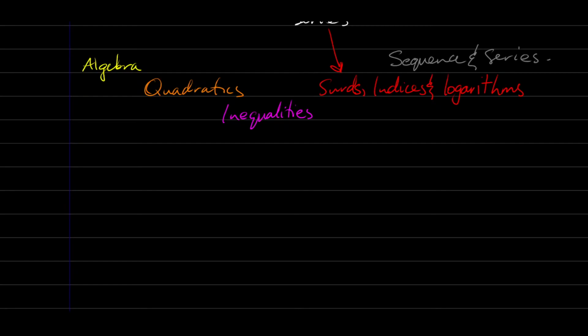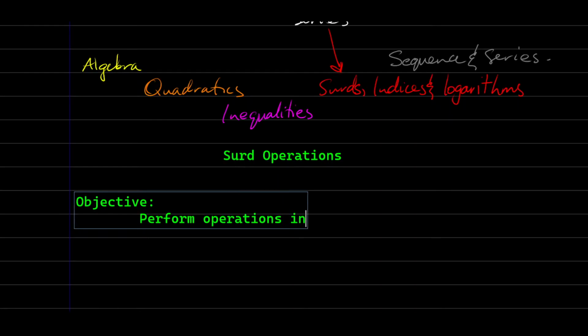Today's lesson is going to be about surd operations. So just put that down: surd operations. And the objective from the syllabus is to perform operations involving surds. Now, in some of the lessons that we did so far, we encountered answers that involved a lot of square roots. And now we're going to learn how to work with those square roots properly. This is because you're going to find this happening a lot.